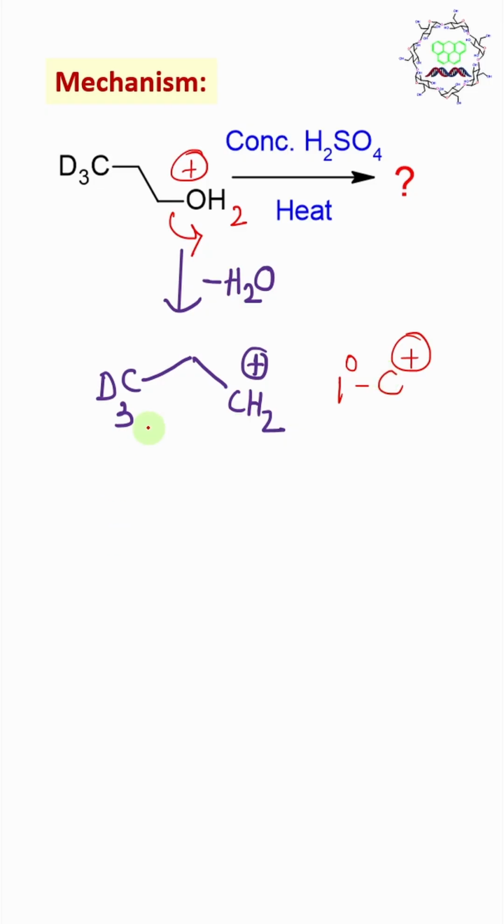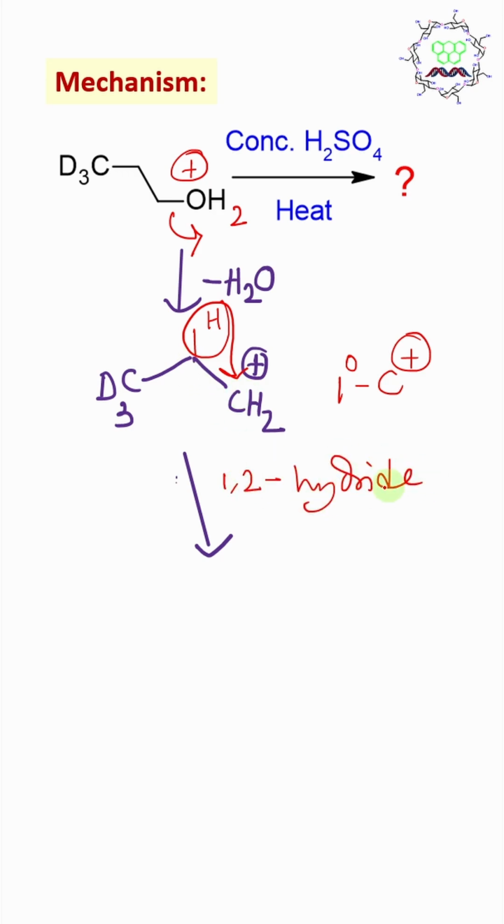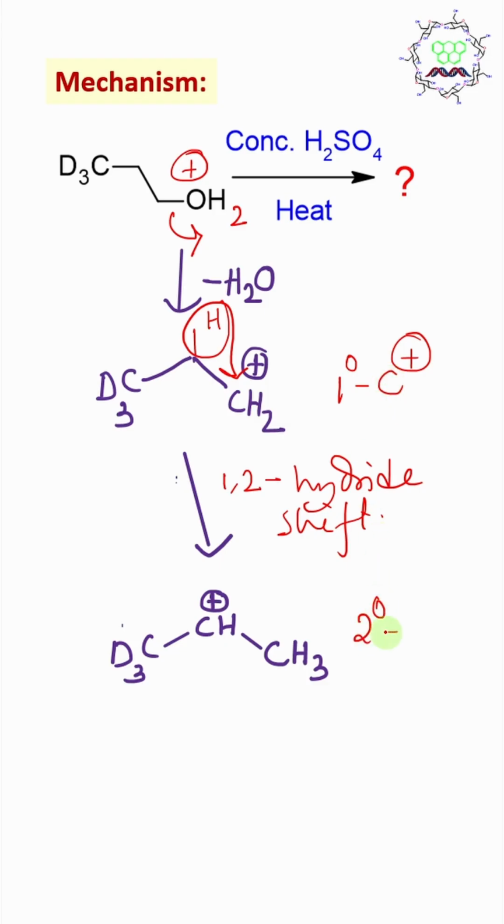So what can happen? Here one hydrogen atom can migrate with its bond pair. The next step is actually a 1,2 adjacent hydride shift, and here the hydrogen is migrating with its pair, meaning two electrons. So this positive charge will be neutralized by two electrons on hydrogen, but this carbon will have a positive charge. From a primary carbocation we end up with a secondary carbocation, which is comparatively more stable than primary. That is the driving force, or reason, why this step happens.